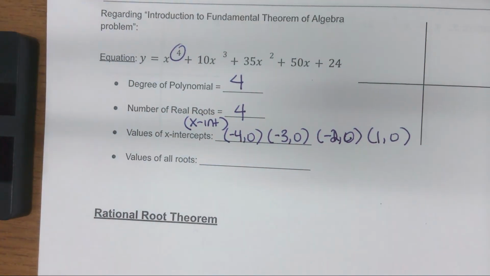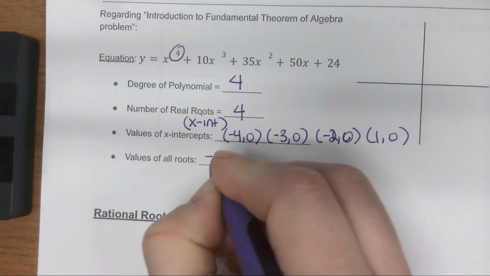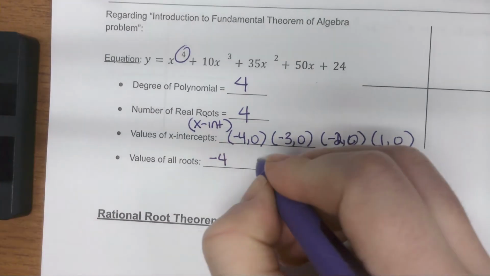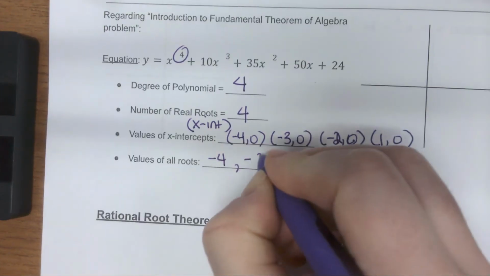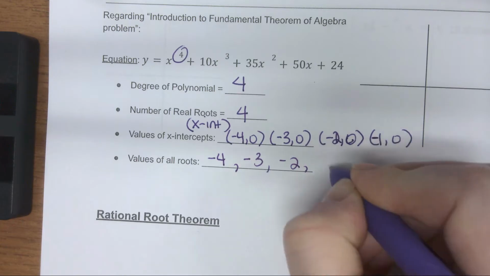So in this case, that word roots and x-intercept mean the same thing. We're going to talk about later how when they're imaginary you can't see them. But for today, that just means there are 4 roots. The way I would write them as roots is not as an ordered pair. So -4, -3, -2, and this should be a -1, right?